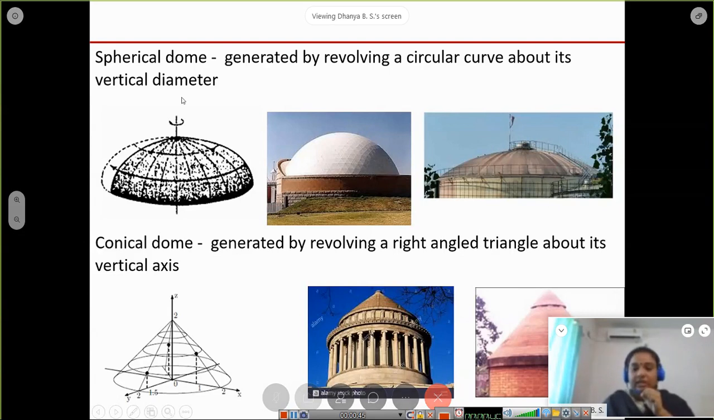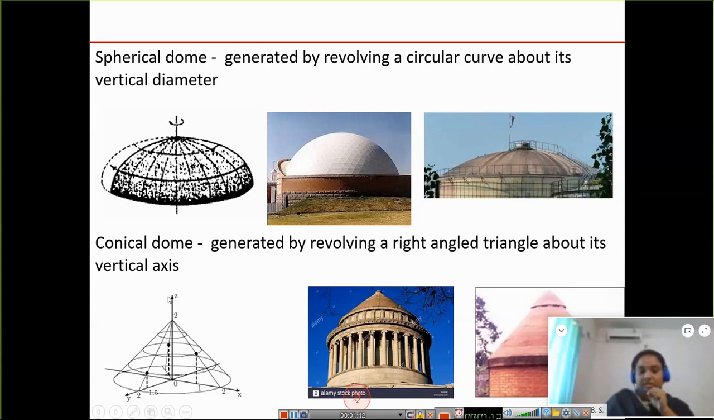Whereas the conical dome is generated by revolving a right angle triangle about its vertical axis. So these are some of the examples of the conical domes, the practical engineering examples. So here this right angle triangle is getting rotated about this axis. You will get the surface like this, which is called the conical dome.